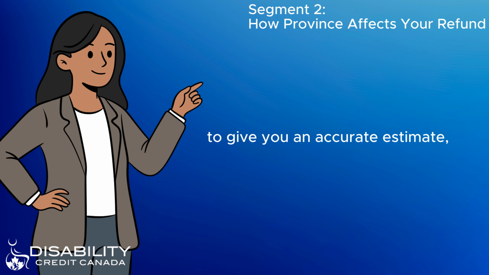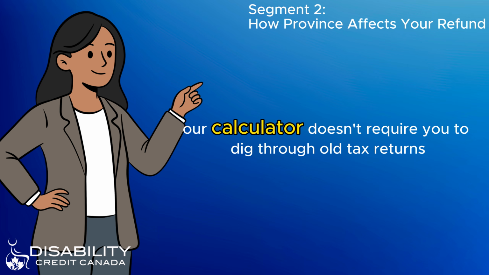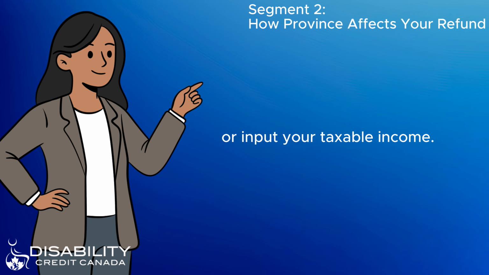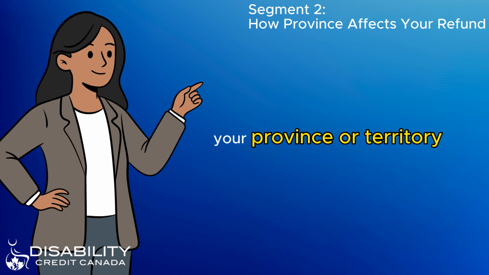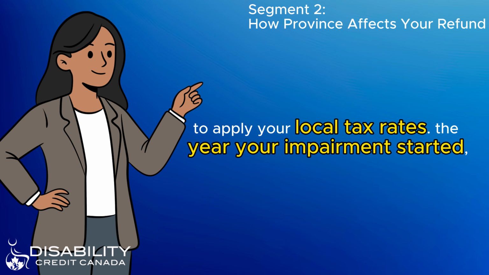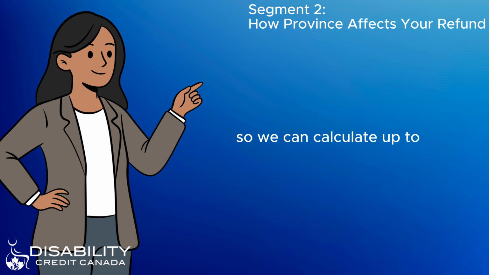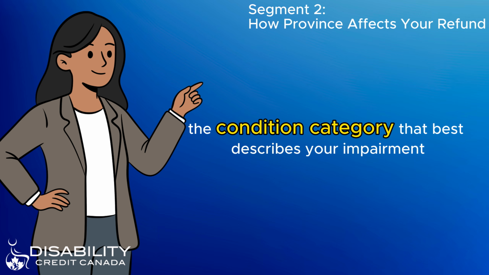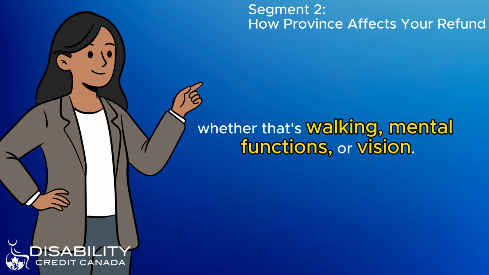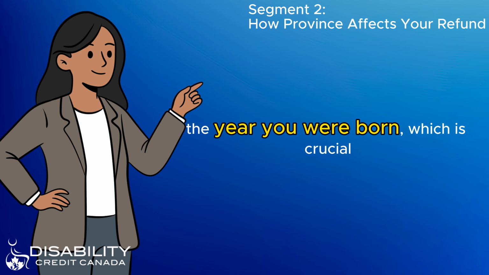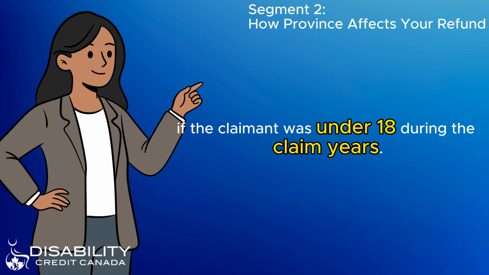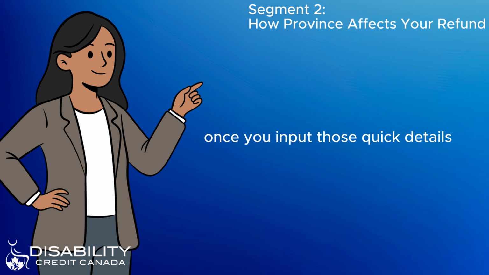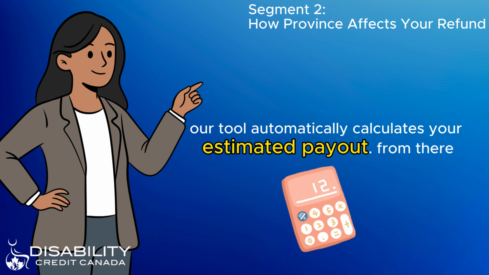To give you an accurate estimate, our calculator doesn't require you to dig through old tax returns or input your taxable income. Instead, it asks for just 4 simple things: your province or territory to apply your local tax rates, the year your impairment started, so we can calculate up to 10 years of retroactive back pay, the condition category that best describes your impairment, whether that's walking, mental functions, or vision, and the year you were born, which is crucial because the CRA adds a massive financial supplement if the claimant was under 18 during the claim years. Once you input those quick details, our tool automatically calculates your estimated payout.